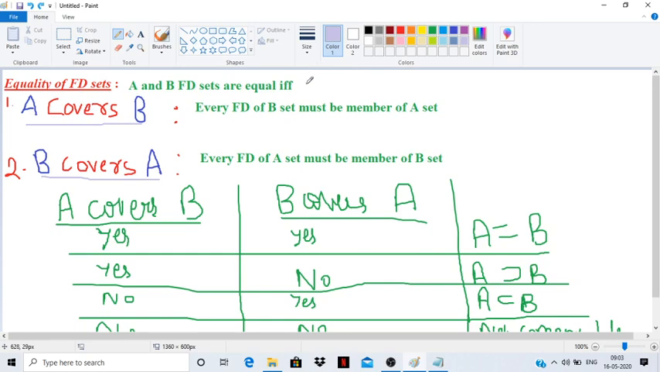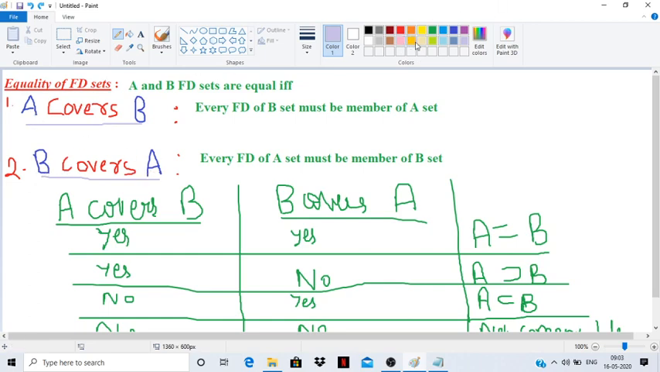So what to do in such type of question? For finding whether A and B FD sets are equal or not, if and only if the first condition is A covers B and the second condition is B covers A.